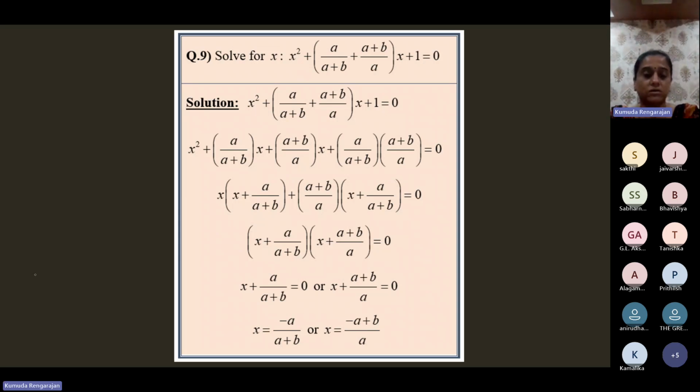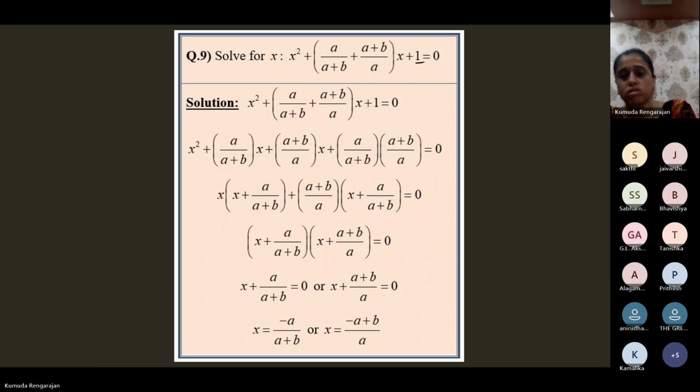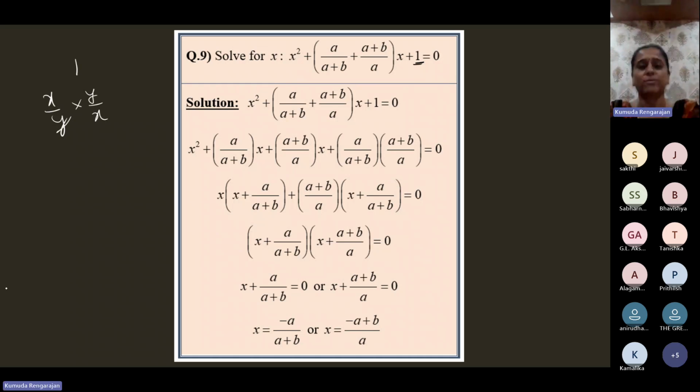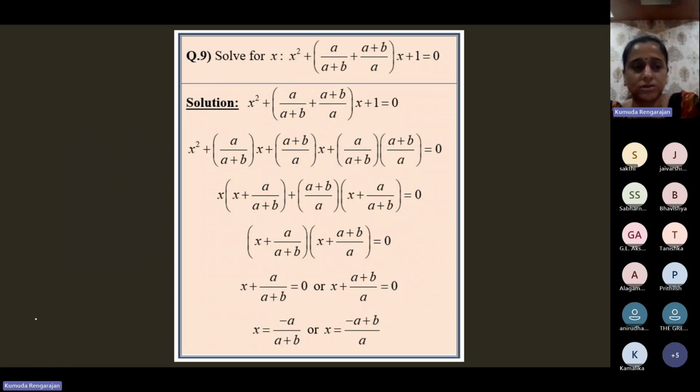So here you need to make an interesting change. You'll have to write 1 as x by y into y by x. Because you can write 1 as a product of something and its reciprocal. The product of anything and its reciprocal is 1, right? Anything meaning any expression. The product of an expression and its reciprocal is 1.